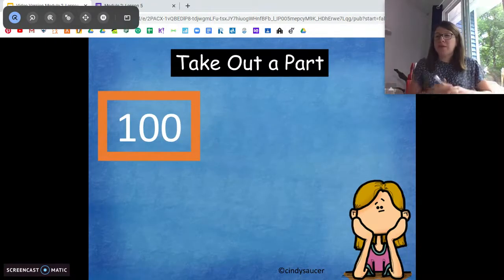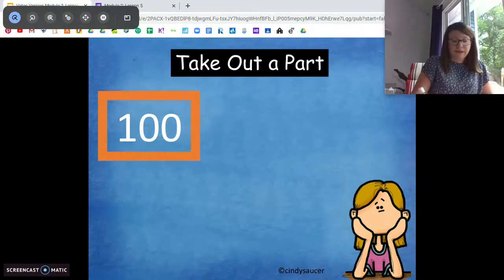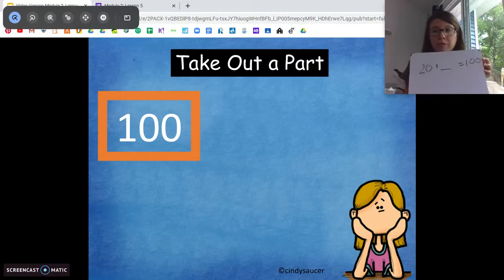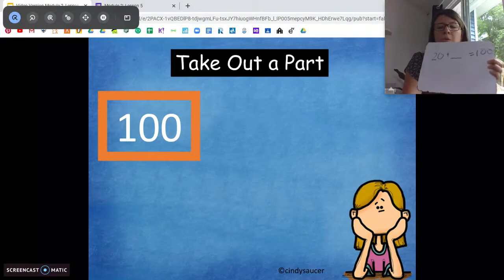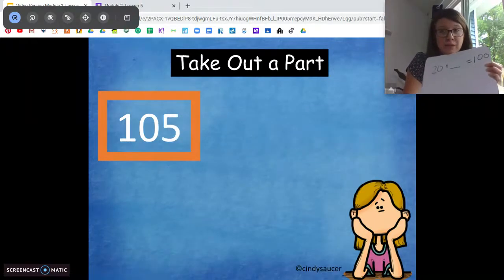Think about using your 10 facts. So your number sentence is going to be 20 plus blank equals 100. Pause the video, try that on your own. Ready? We know that 2 plus 8 equals 10, so I bet 20 plus 80 equals 100. Awesome. All right, try this one now.